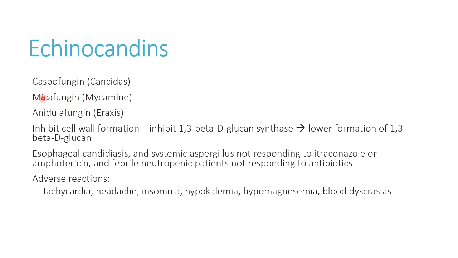But anyway, these work to inhibit cell wall formation. They inhibit beta-glucan synthase. If you have less beta-glucan to put into the cell wall, you decrease its integrity and break down the fungus. Again, these are usually used for more resistant or invasive fungal infections, especially in immunocompromised patients.